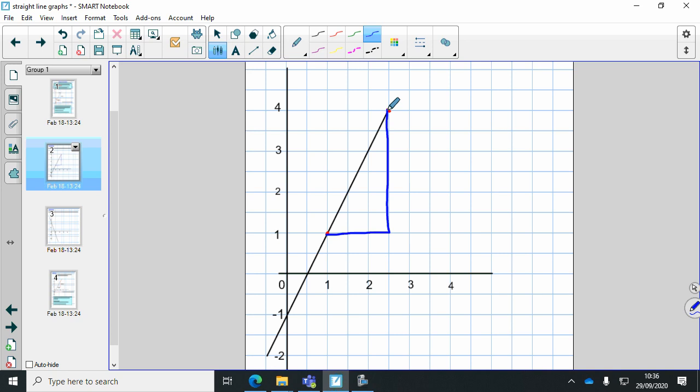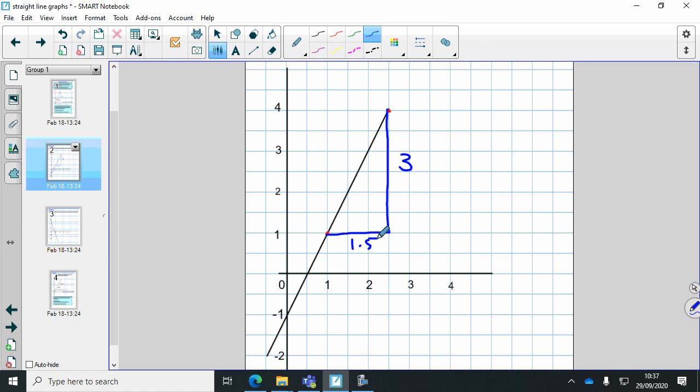Okay, I then calculate the distance vertically and horizontally. So going up the way, I could see that I've got a distance of 1, 2, 3. Each box represents a half in this case. And then going across, I can see that the distance across is 1.5. Remember, each box in this case is a half.